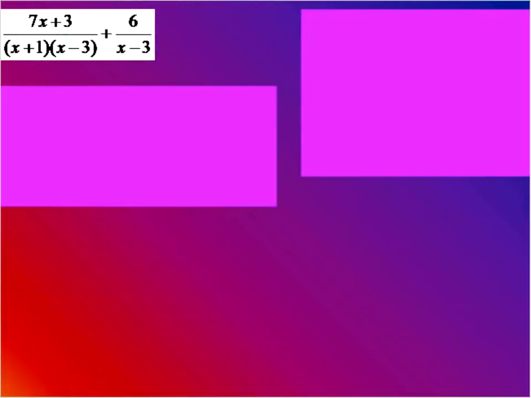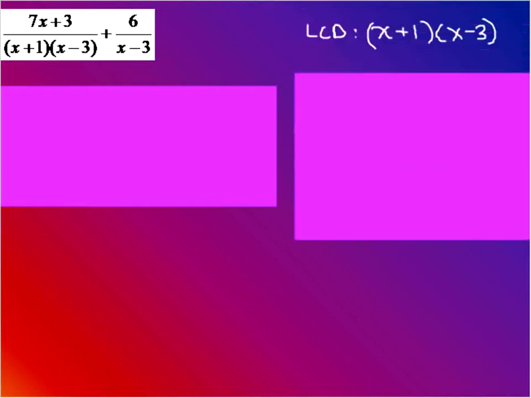7x plus 3 over the denominator of x plus 1 times quantity x minus 3, plus 6 over x minus 3. So we have two quantities in this denominator and one in this denominator. Remember I said you can multiply your denominators together when they're quantities like this to get your least common denominator. Well, what do you do if you have matching quantities in the two different denominators? You actually only use one towards your greatest common factor. So my least common denominator is going to be the quantity x plus 1 times the quantity x minus 3.